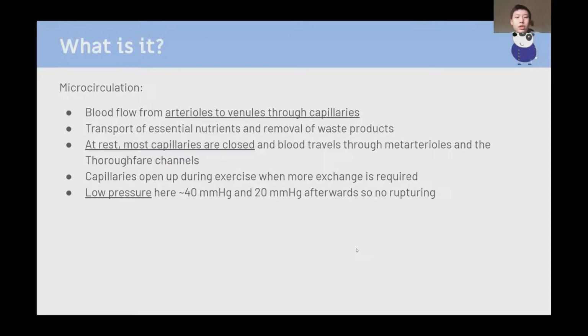So microcirculation is basically just referring to your blood flow from arterioles to venules, and that's just going through your capillaries. And as you probably already know, that's where you get your swapping of essential nutrients, and you're moving your waste products. So at rest, most of the capillaries are closed, and instead the blood travels through something called meta-arterioles and the thoroughfare channels.